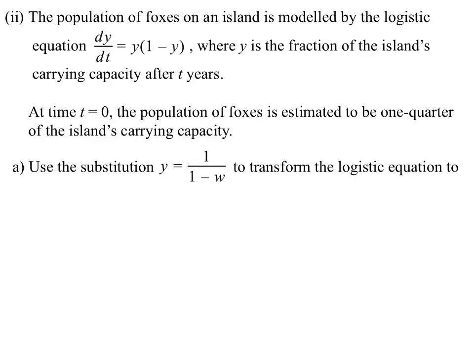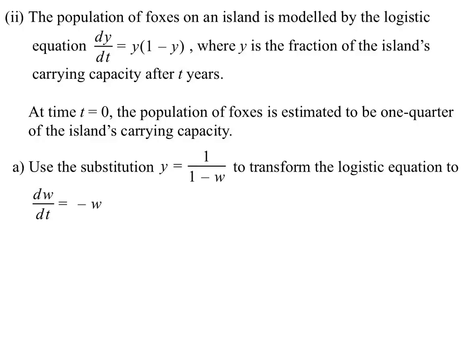Using the substitution y equals 1 on 1 minus w, we're going to transform that logistic equation into something simpler. It's simply dw/dt equal to negative w, which is our standard exponential growth and decay. Remember exponential growth and decay was dP/dt equal to a constant times P. In this case our constant is minus 1.